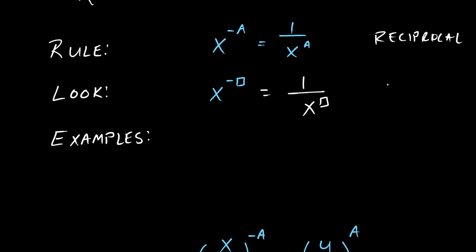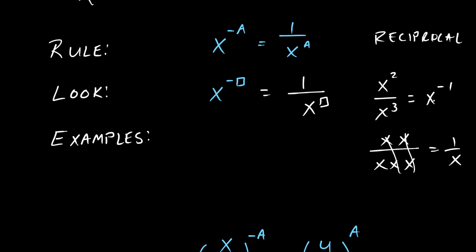And if you want a quick reason for this, let's say you have x to the second over x to the third. Earlier you learned that means you can subtract the exponents. So that would be x to the 2 minus 3, which is x to the negative 1. And also, if you look at it this way, you'd have x times x over x times x times x, 3 x's multiplied. They cancel out, and it leaves you with 1 over x. So x to the negative 1 is equal to 1 over x.